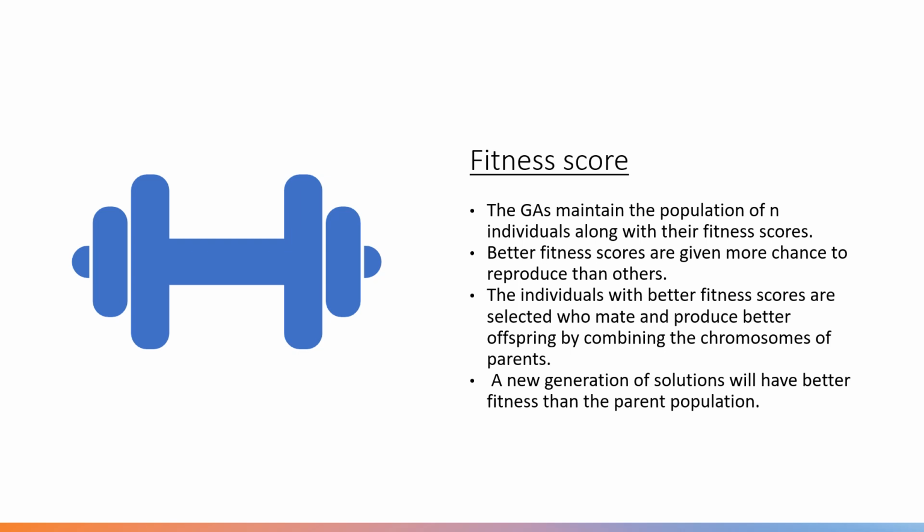Individuals with better fitness scores are selected, who mate and produce better offspring by combining chromosomes of the fit parents. Always the new generation of the solution will have better fitness than the parent population because the parents are two fit individuals who make a fitter individual.